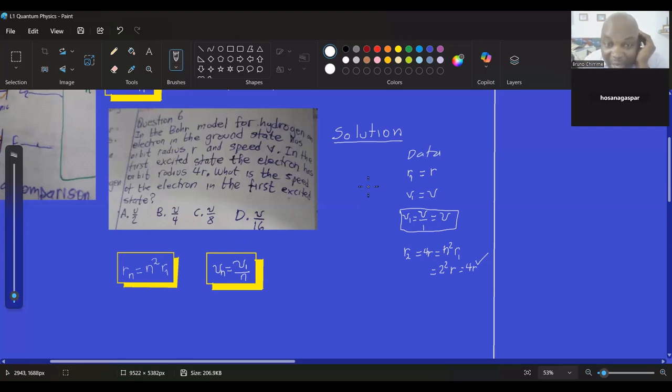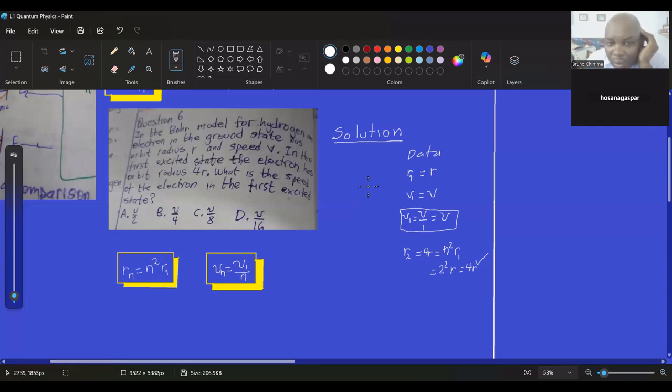But do they want the radius? Is the question interested in the radius per se? No, they want the speed, the velocity. So what is the speed? They say, what is the speed in the first excited state? Indeed, what speed are they talking about? The ground speed? First excited state. What speed is that?